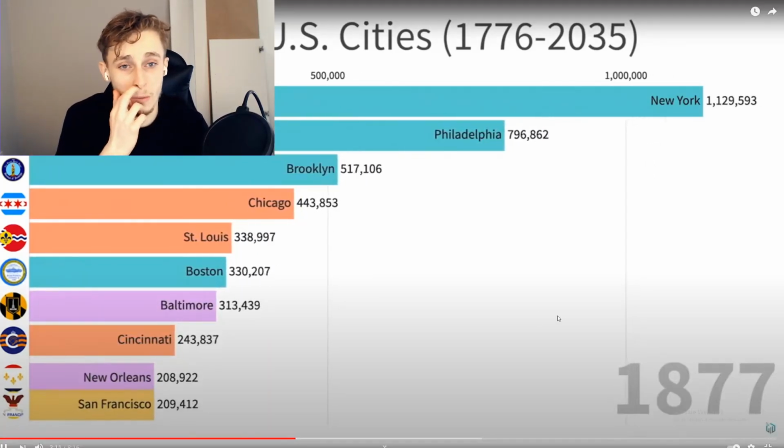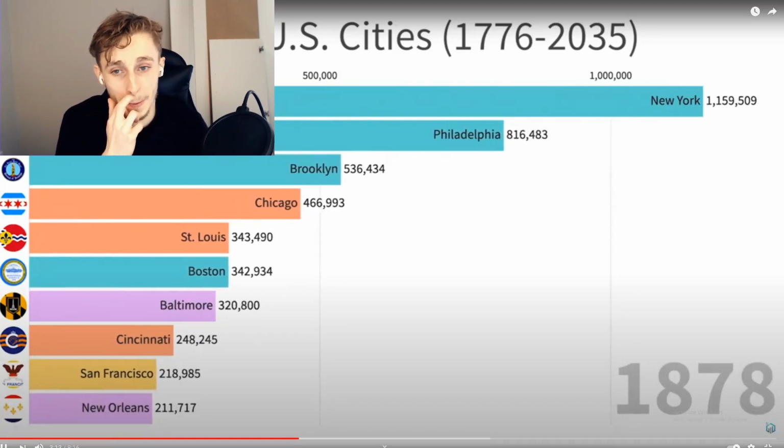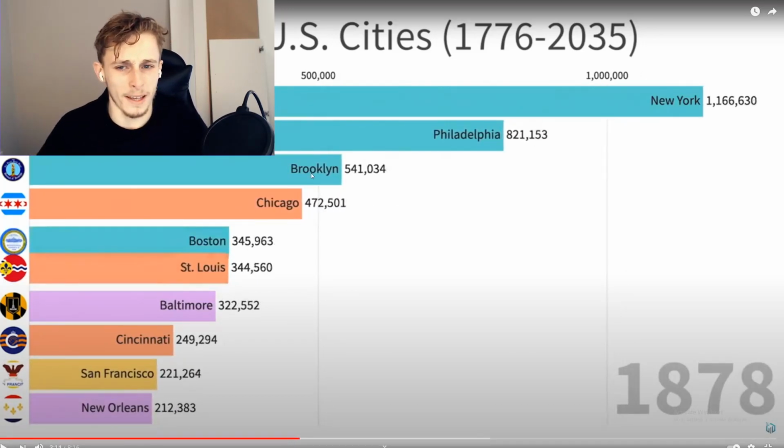New York's fine over a million. It says Brooklyn and New York. Brooklyn is part of New York, but I'm guessing maybe back then it wasn't considered part of New York, and then they just sort of combined because the city's just got bigger and bigger. That's my guess. I don't really know.